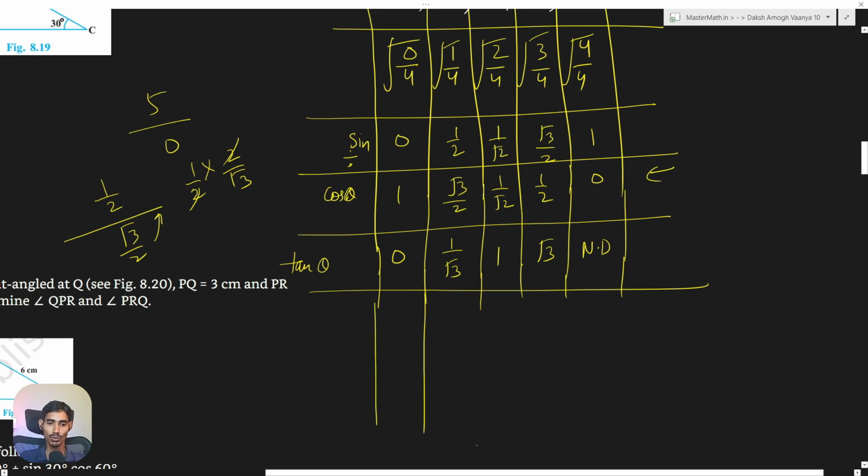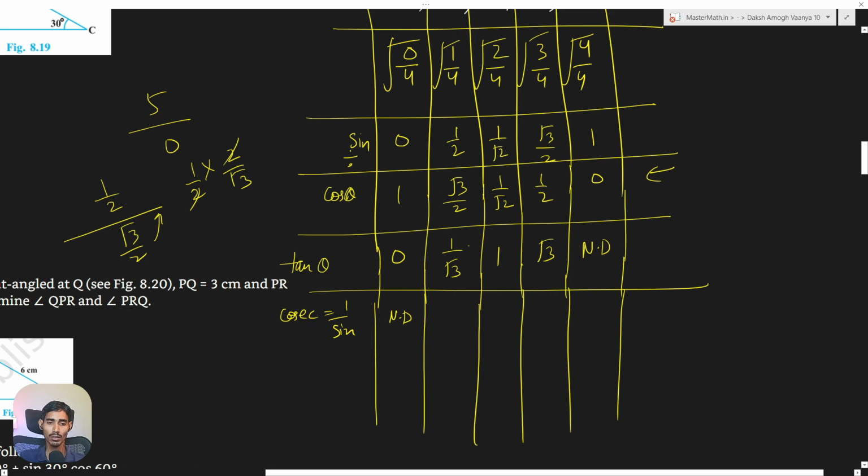Now you also know what is cosecant, secant. All this can be written again as the reciprocal of sine and so on. So cosecant is 1 by sine. So 1 by 0 is not defined. You can stop me if you're confused.